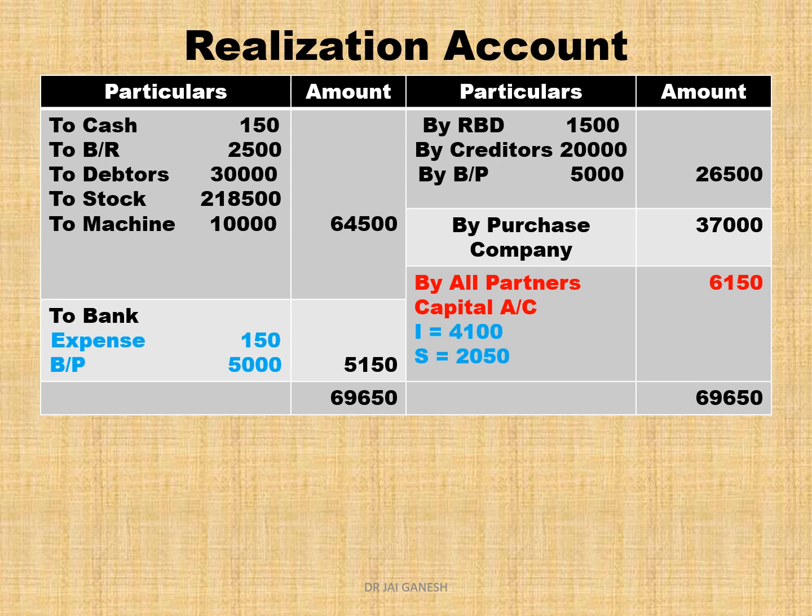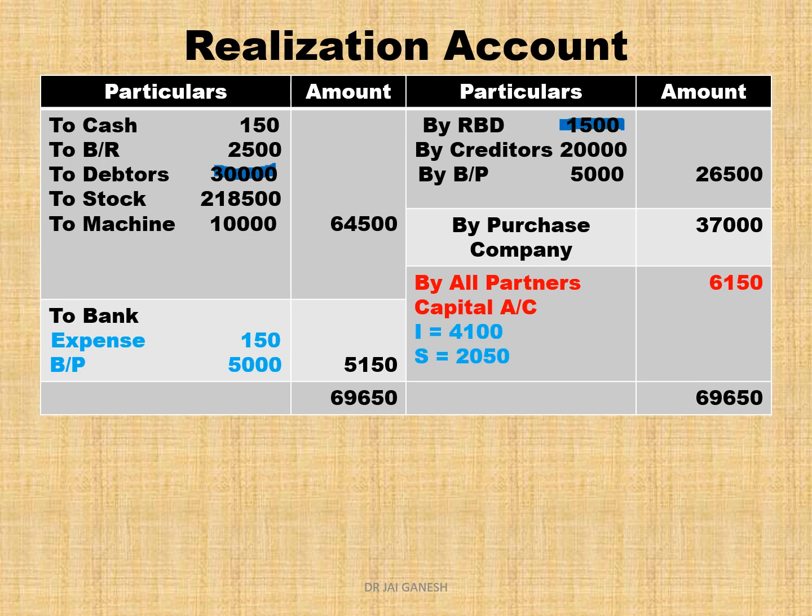Next, transfer the liabilities by RBD. Gross debtor 30,000 on the debit side, RBD 1,500 on the credit side, by creditors 20,000, by BP 5,000. Total liability transferred is 26,500. Next, PC, purchase consideration. By PC 37,000 comes in the credit side because the business is sold.